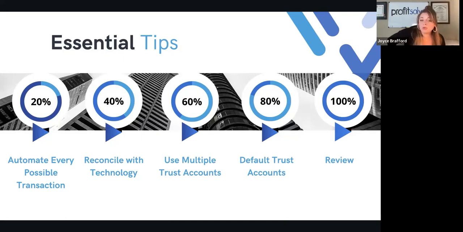I want you to use multiple trust accounts where it is appropriate to do so. I want you to have default trust accounts for matters to eliminate some guesswork here. And I want you to be able to review on a regular basis, whether it's part of your reconciliation, a mandated report, whatever it happens to be. I want you to, in addition to that, be able to have eyes on your trust account on a regular basis. If you can do all of these things, you are going to be in wonderful health when your state bar comes knocking at your door.